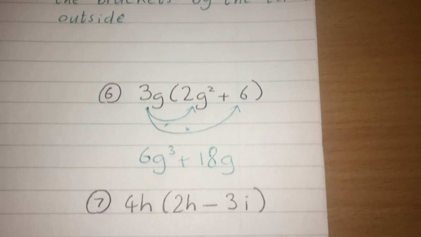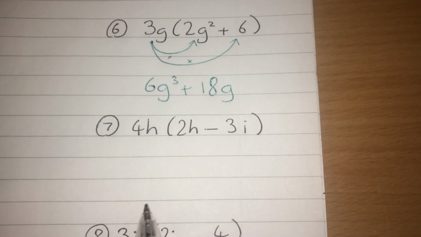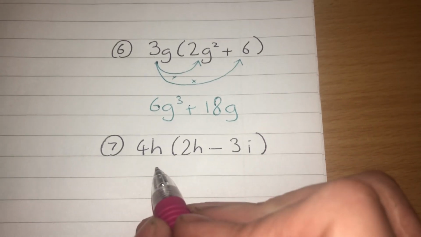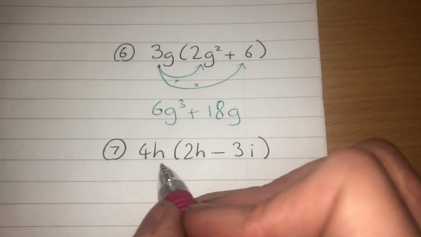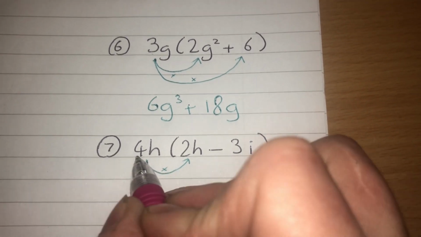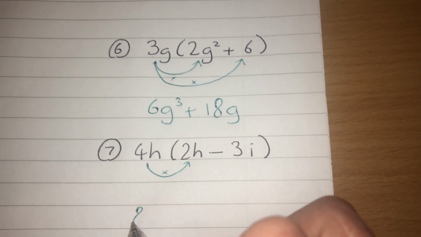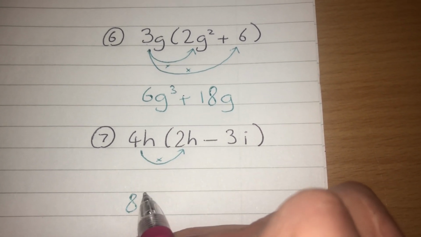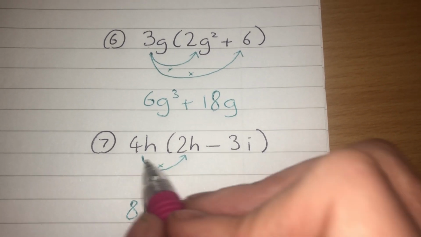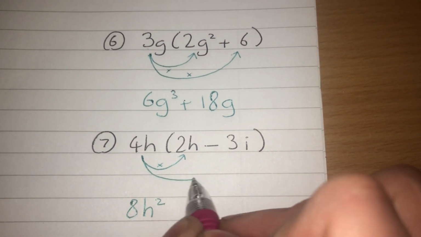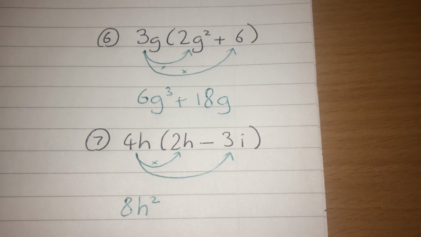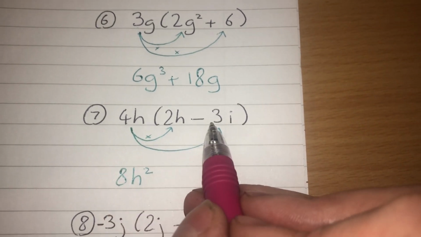Okay. Now, number 7, we're now encountering one where we have a negative on the inside. Okay, so we'll start off with the first term. We'll deal with the negative in a wee second. So for the first term, 4h times 2h. So 4 times 2 is 8. H times h is h squared. So that's the first term dealt with. Okay. So for the next term, I'm doing 4h times minus 3i. Okay. So 4 times minus 3.